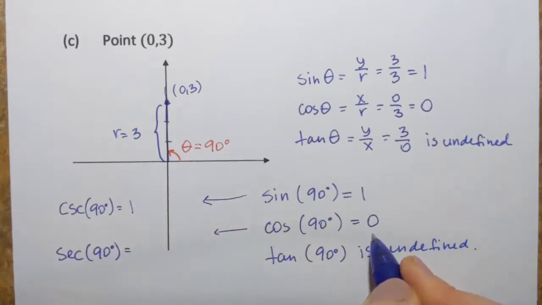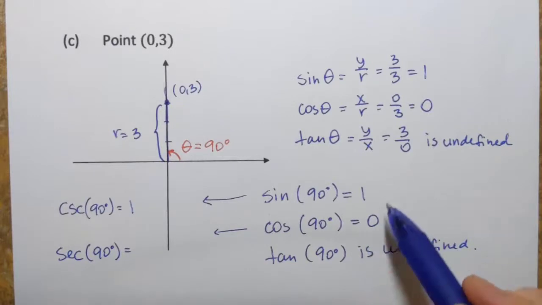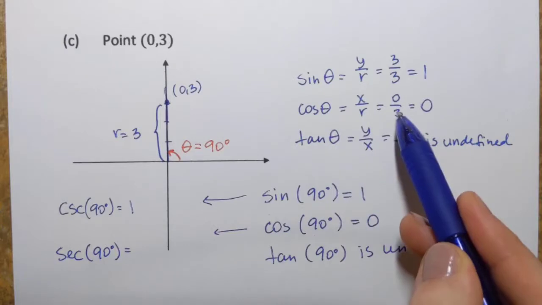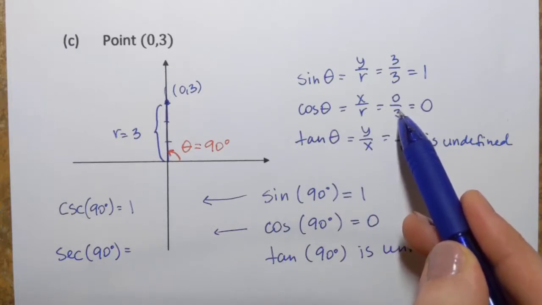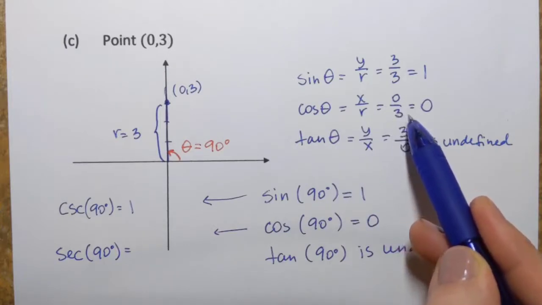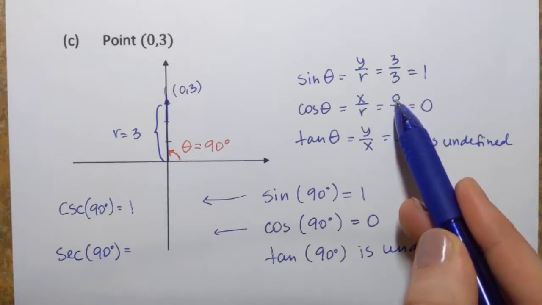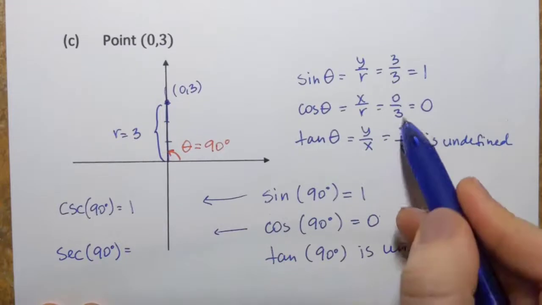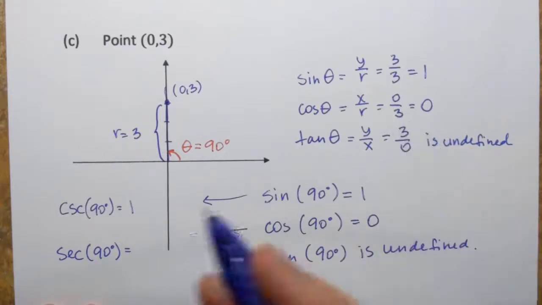Now, what is the reciprocal of 0? It's probably going to be easier if we look up here. So here's cosine, 0 over 3, but the reciprocal of that will be 3 over 0, right? So what is 3 over 0? That's going to be undefined.